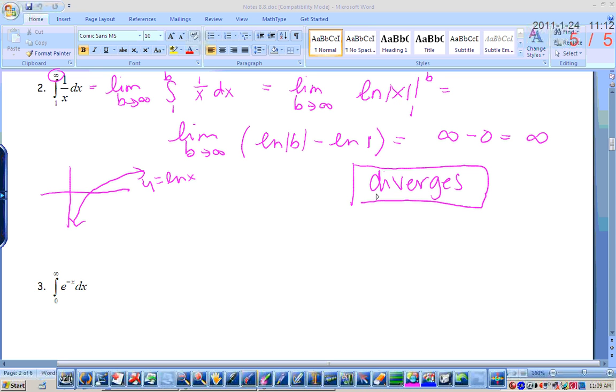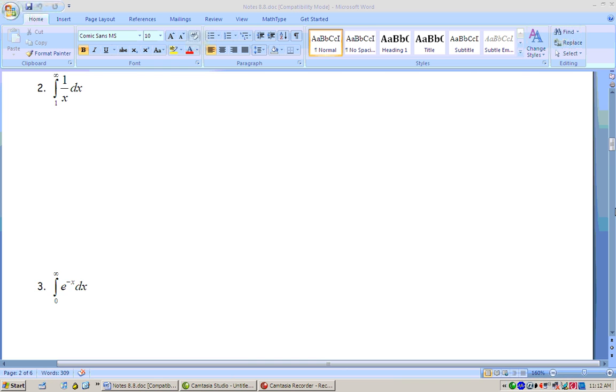Right. So it's kind of curious that we could find the area of the region bounded by 1 over x squared, but we can't find the area of the region that's bounded by 1 over x. And when we get to chapter 9, that will kind of explain it a little better.